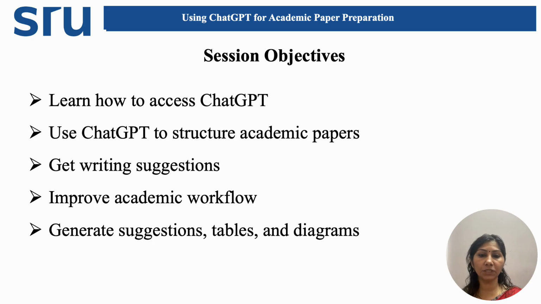There are several objectives which we will focus on. First, we will learn how to access and use ChatGPT effectively. Second, we will understand how to structure a manuscript using AI support. Suppose you have some idea, and you don't know how to make it into an academic paper, how to incorporate all your ideas in the paper. So this AI tool can be used as a support for structuring an academic paper.